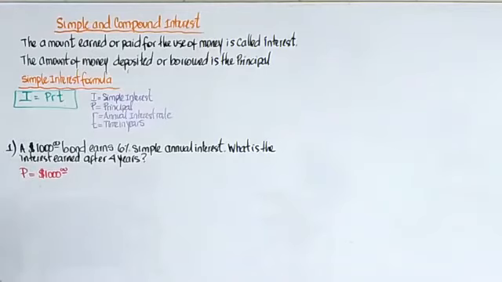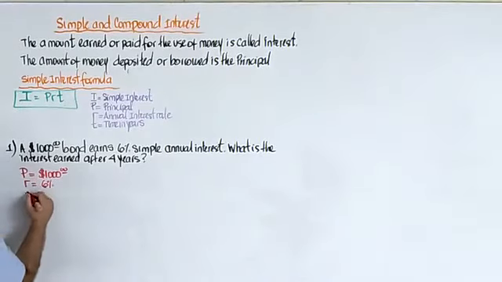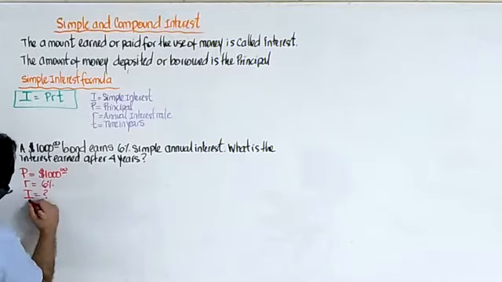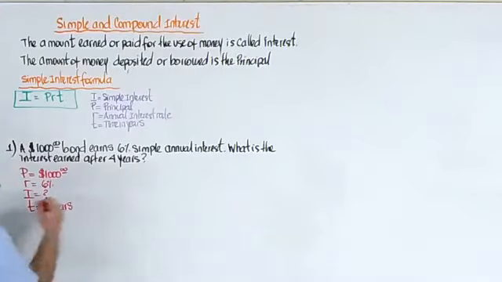And the problem mentioned earns 6% simple annual interest. So the rate is given by 6%. Okay. And the question is, what is the interest earned? We don't know the interest after 4 years. Remember, the letter T represents the period in time given in years. Okay. PRT, and we are looking for I.